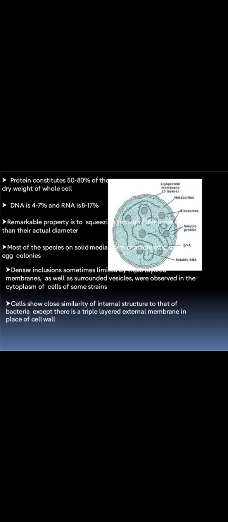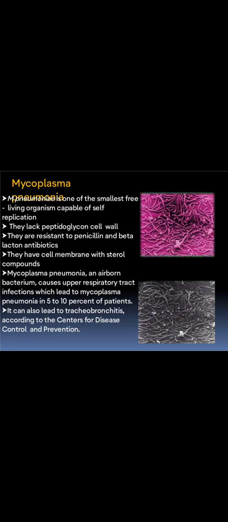Coming to Mycoplasma pneumoniae, it is the smallest free living organism and has the capability of self-replication, and it lacks a peptidoglycan cell wall. It's resistant to penicillin as well as beta-lactam antibiotics. They have a cell membrane with sterol compounds. Mycoplasma pneumoniae is an airborne bacterium and it causes upper respiratory tract infection that leads to pneumonia in 5 to 10% of patients. It can also lead to tracheobronchitis according to the Centers for Disease Control and Prevention.